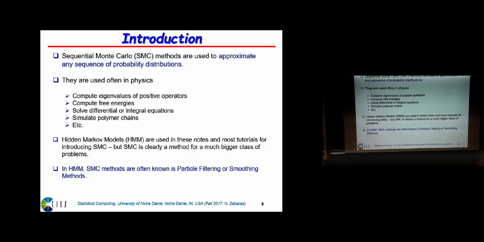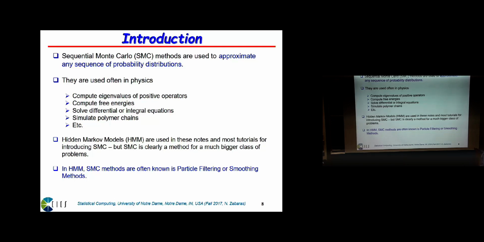So visually, you'll be able to work with these models in a much better form than we will do today. Beyond dynamics, you can use this to calculate eigenvalues, free energies, and free energies basically lead you to anything, solve differential and integral equations, simulate polymer chains with molecular simulations. You just mention any problem you may have in mind, and I will put it on a sequential Monte Carlo setup, so you can practically do everything.